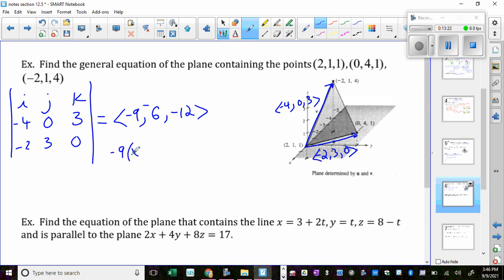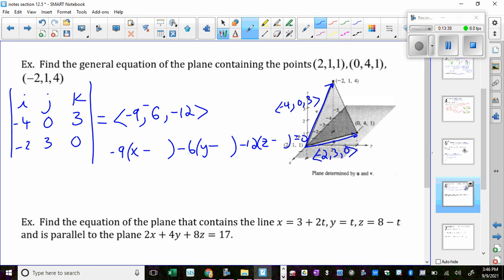Okay, all right, so at this point, we're going to take that. So we're going to have, that's our ABC. So I'm going to put negative 9, and then I have x minus something. Then I have negative 6, I have y minus something. And then I have negative 12, and then I have z minus something, and then equaling 0. All right, that's our first format.